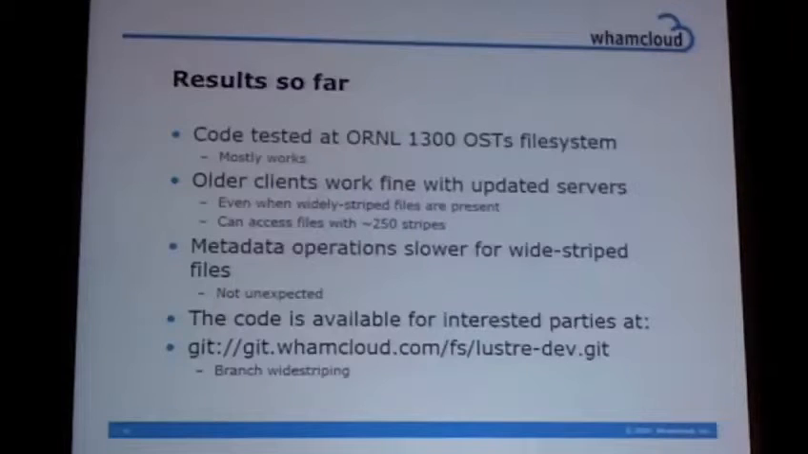The code is actually available for anybody who's interested at git.whamcloud.com. It's in our special Lustre dev repository, and the branch name is wide striping. When you check out this repository, don't get spooked by the message that there are no default branches available. That's not an error, it's a warning, so you still can check out the branch after you get this scary-looking message.